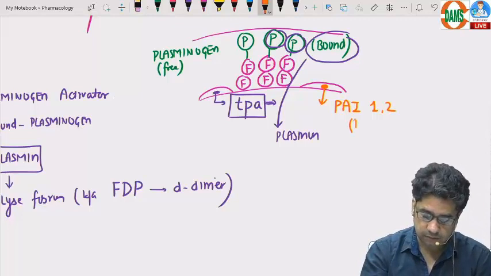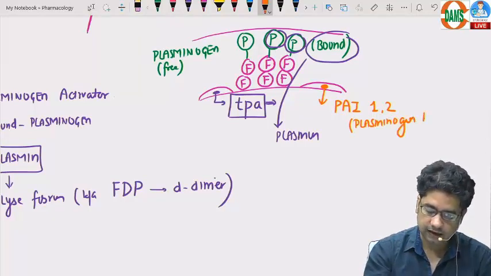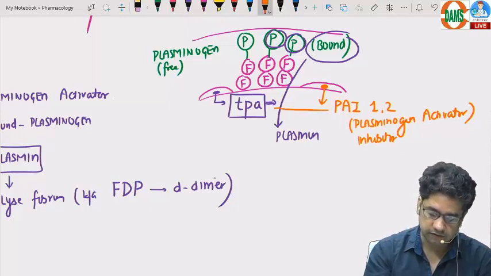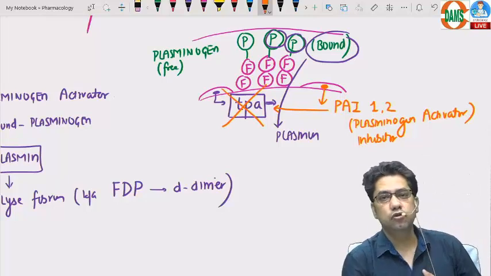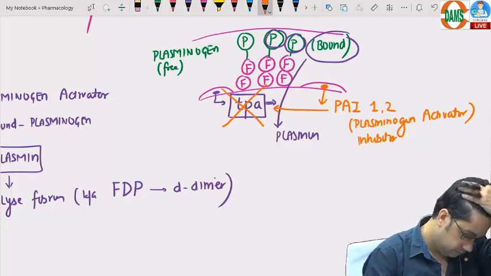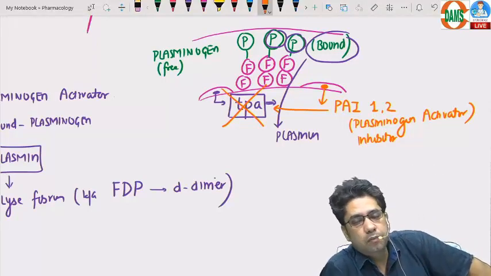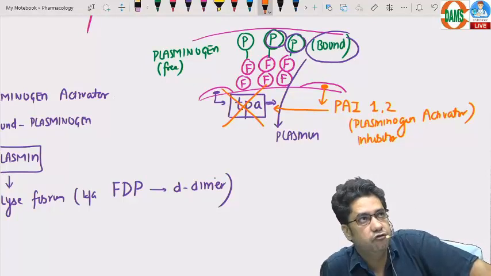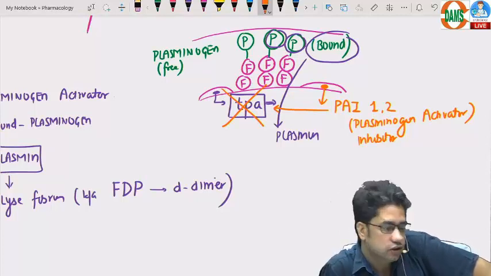PAI 1 and 2 is plasminogen activator inhibitor, and the function of PAI 1 and 2 is to inhibit TPA. ये TPA को फिर inhibit कर देता है. In our body, TPA activates bound plasminogen. But now I will tell you, when we make fibrinolytics as a drug, यहां पे गड़बड़ हो जाएगी.